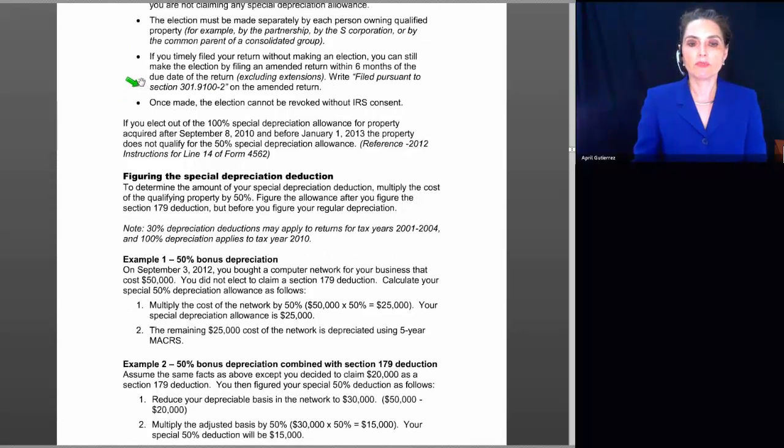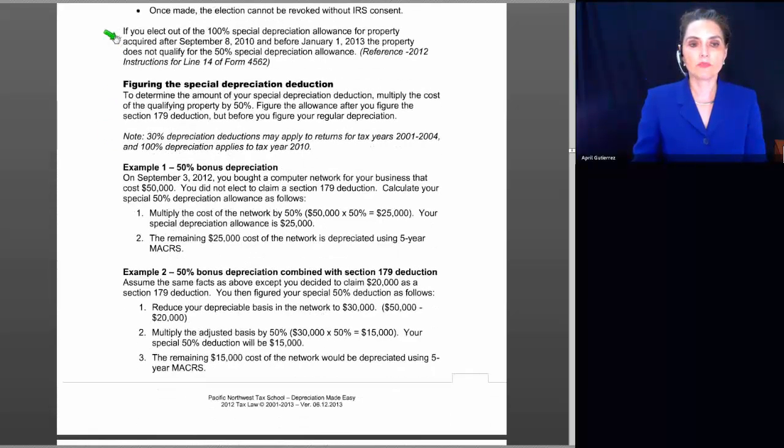If you timely file your return without making the election, you can still make the election by filing an amended return within 6 months of the due date of the return, including extensions, filed pursuant to Section 301.9100-2 on the amended return. Once you make the election to not claim bonus, it cannot be revoked without the consent of the IRS.